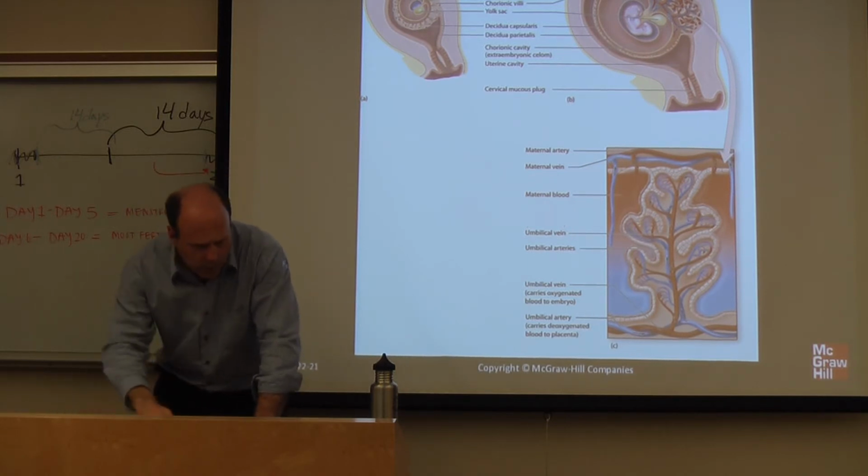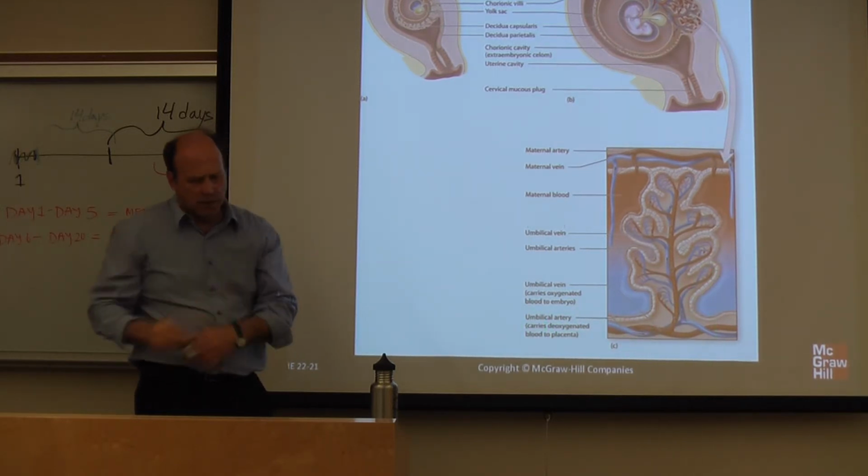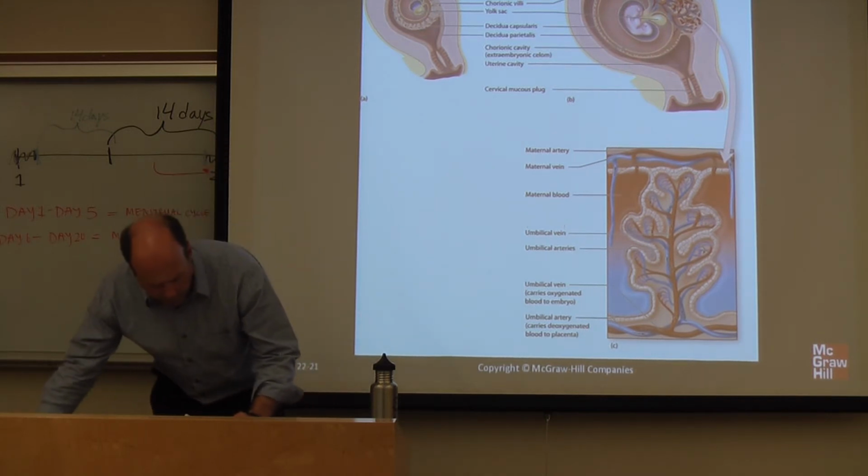Okay. And of course, blood supply and the interaction between the maternal blood supply and the umbilical artery that's going to the placenta. So there's a kind of intermingling of blood supply, trying to get the optimal.